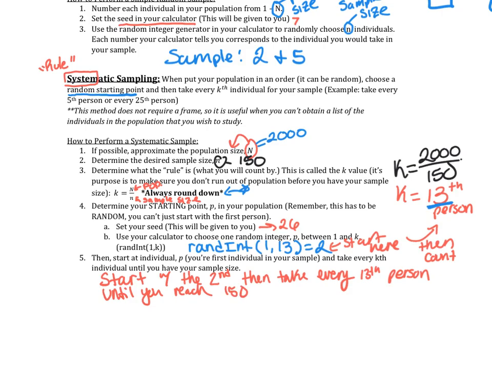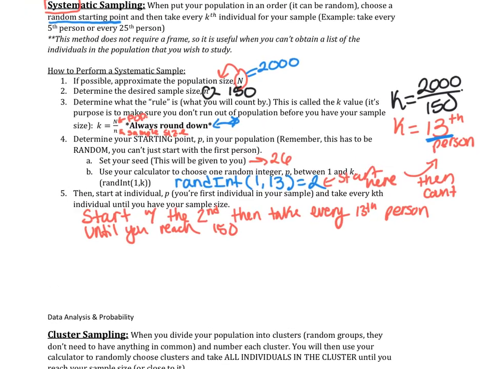So we're not going to write all 150 people, but we're just going to get an idea. So again, we start with our second person. And once we get that 2, once we get that random starting point, we no longer need to use the random integer generator in our calculator. We're just going to count. So now every 13th person. So 2 plus 13 is 15. So we take the 15th person.